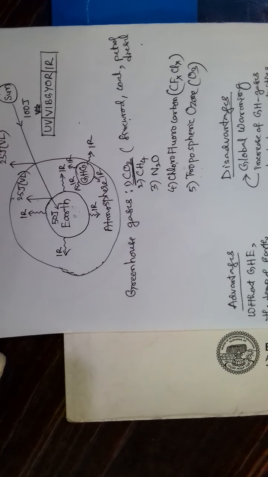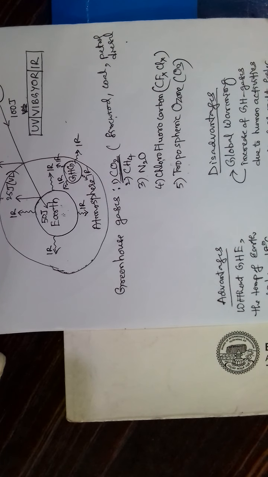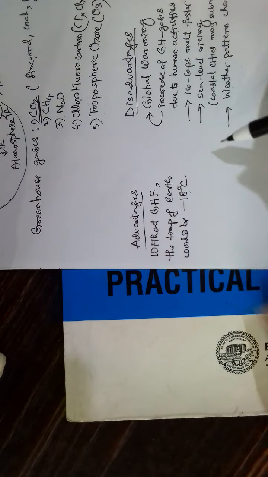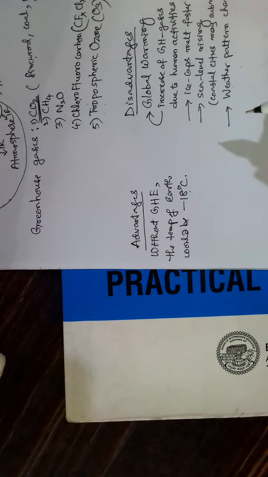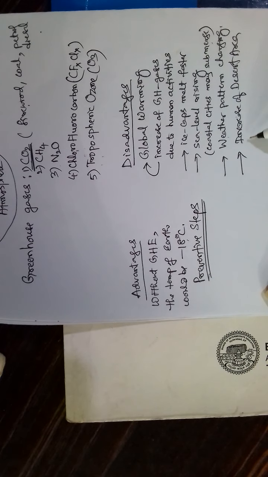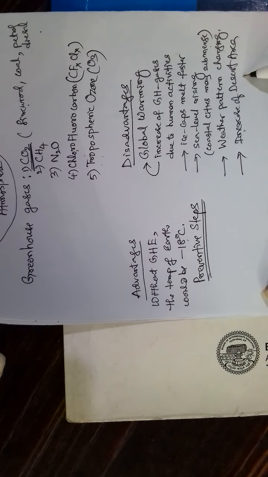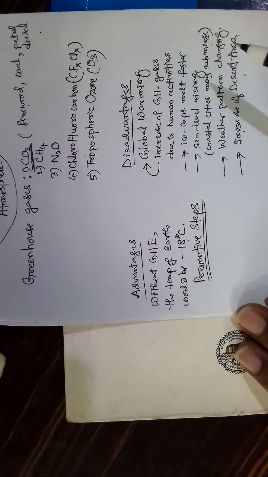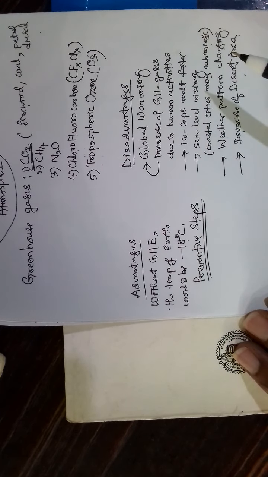Then what steps are taken to avoid the disadvantages? The preventive measures. See, under the disadvantages, I have added one more point. Increase of desert area. Desert area increases. So, to get rid of all these disadvantages, what steps have to be taken?